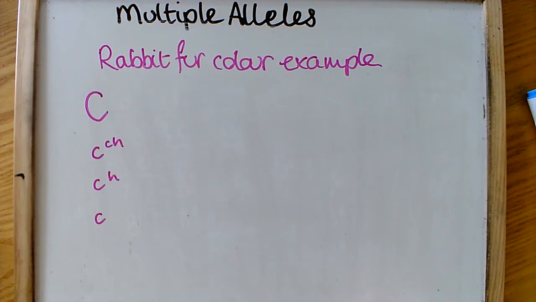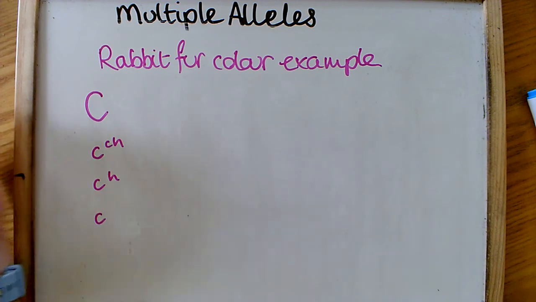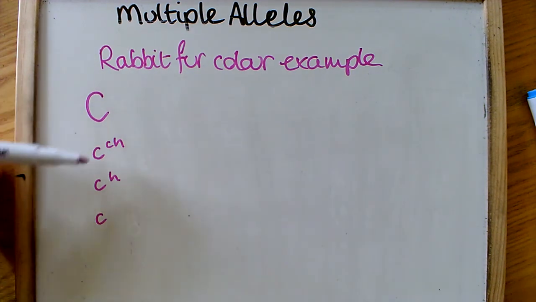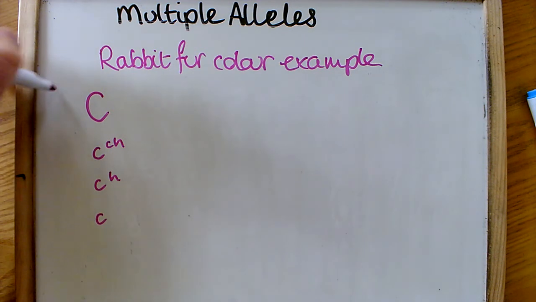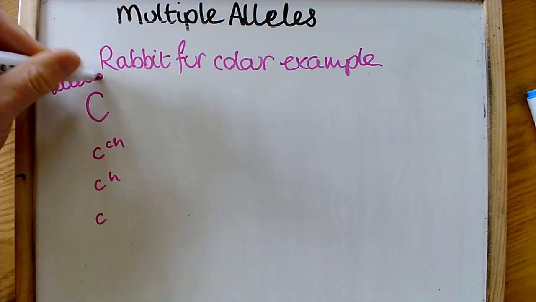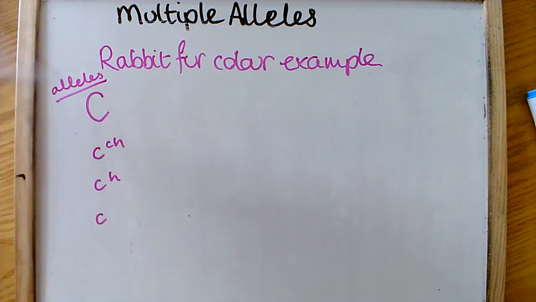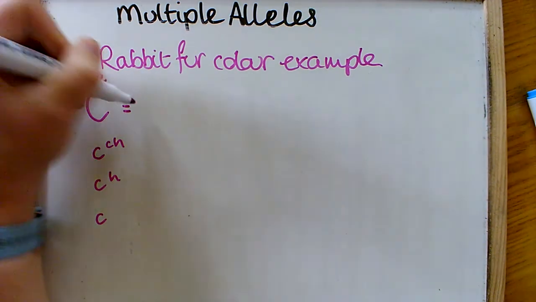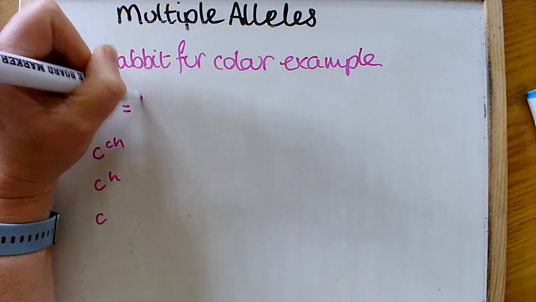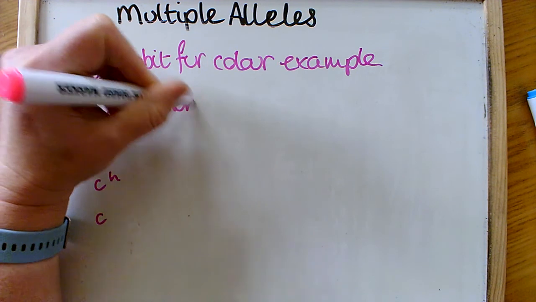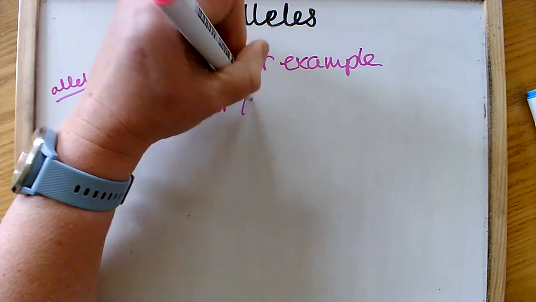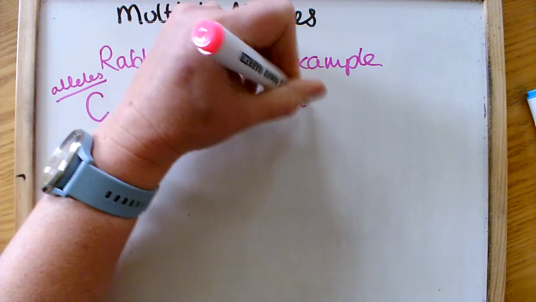Okay, so what I've got here for you is another example. So this is rabbit fur colour. Now these are the alleles. And we can see that we get a capital C, and that capital C is obviously the dominant allele, and this is just the normal brown fur that you'd see in a wild rabbit. Okay, so we call this one wild type.